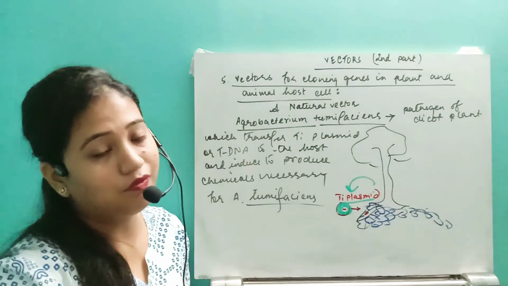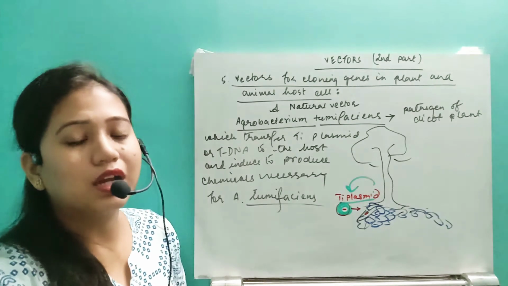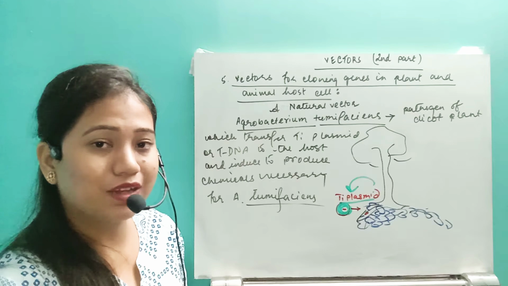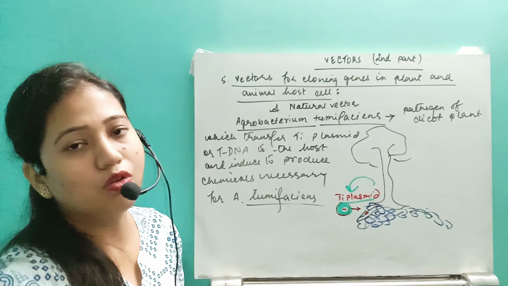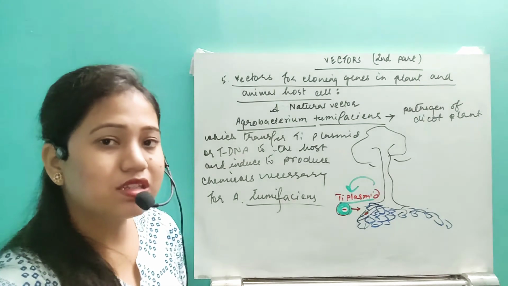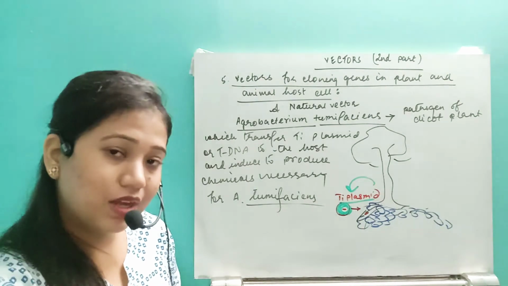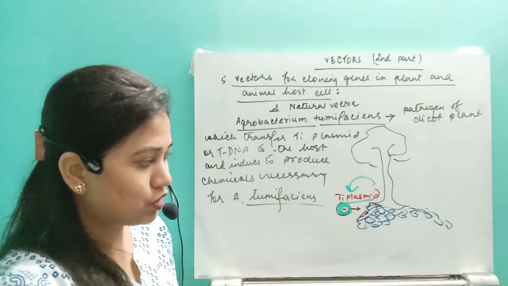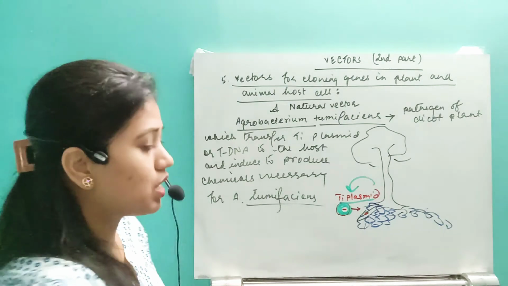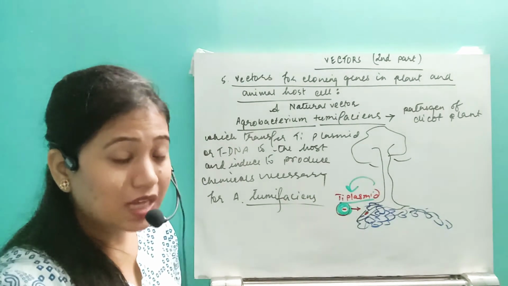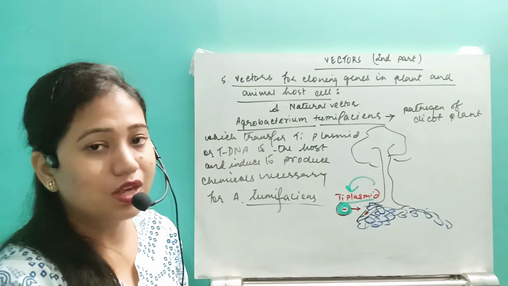You need to know that this vector is also known as the natural vector. From here the concept developed that some vectors can transfer genes from the vector to the host body, so that some changes can develop in the host body. The host body develops a tumor, and the tumor cells of the host produce some chemicals which are needed by Agrobacterium tumefaciens. Remember that this is very important.